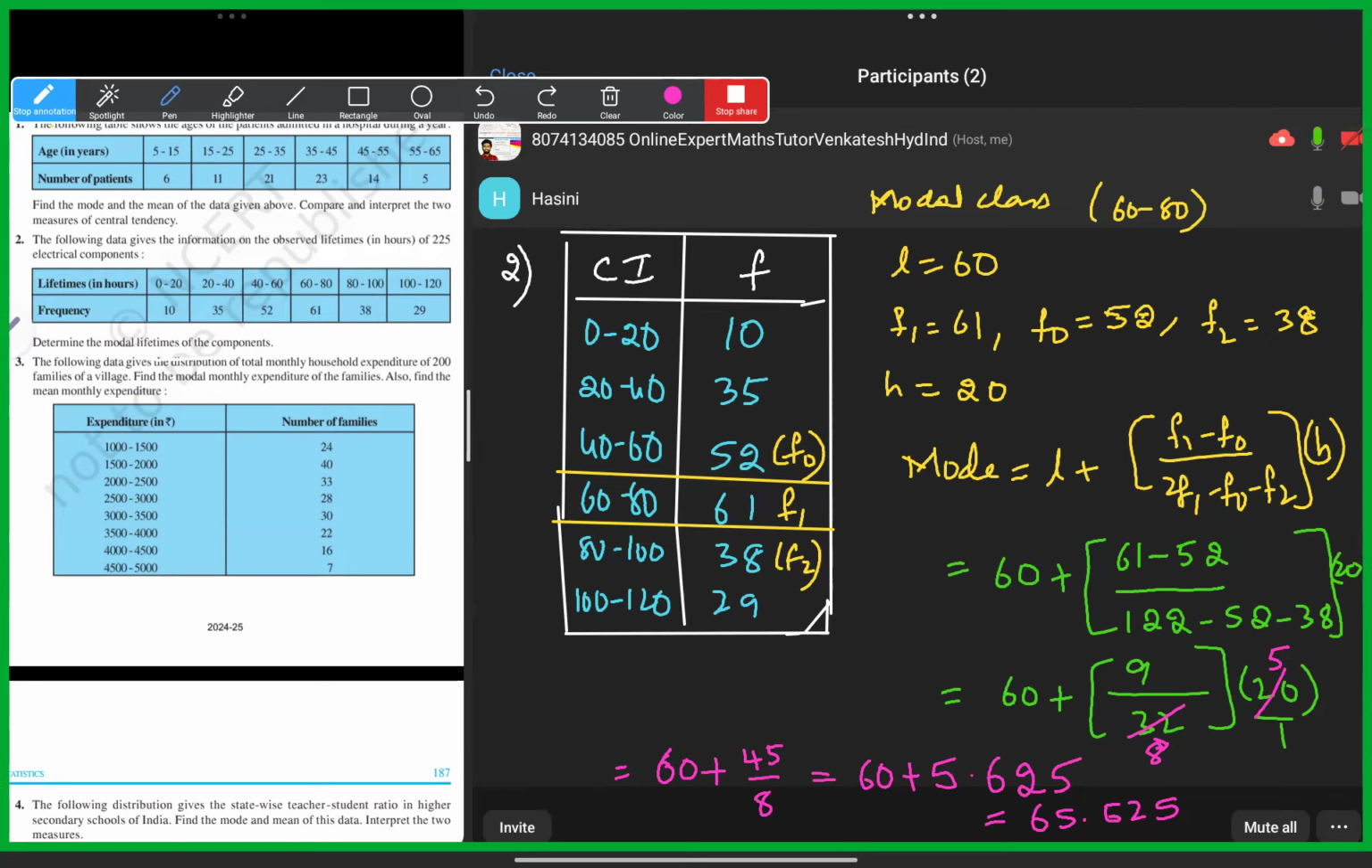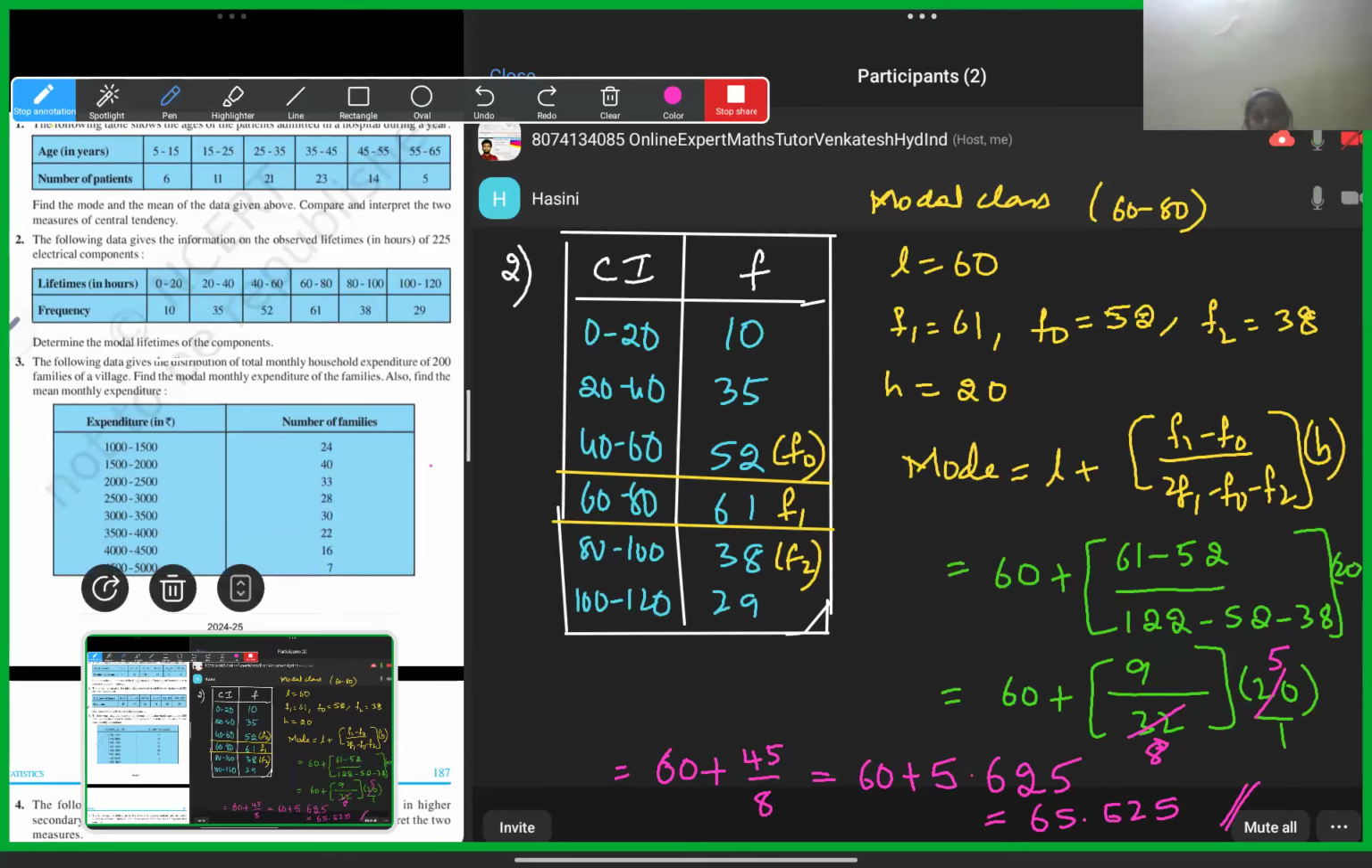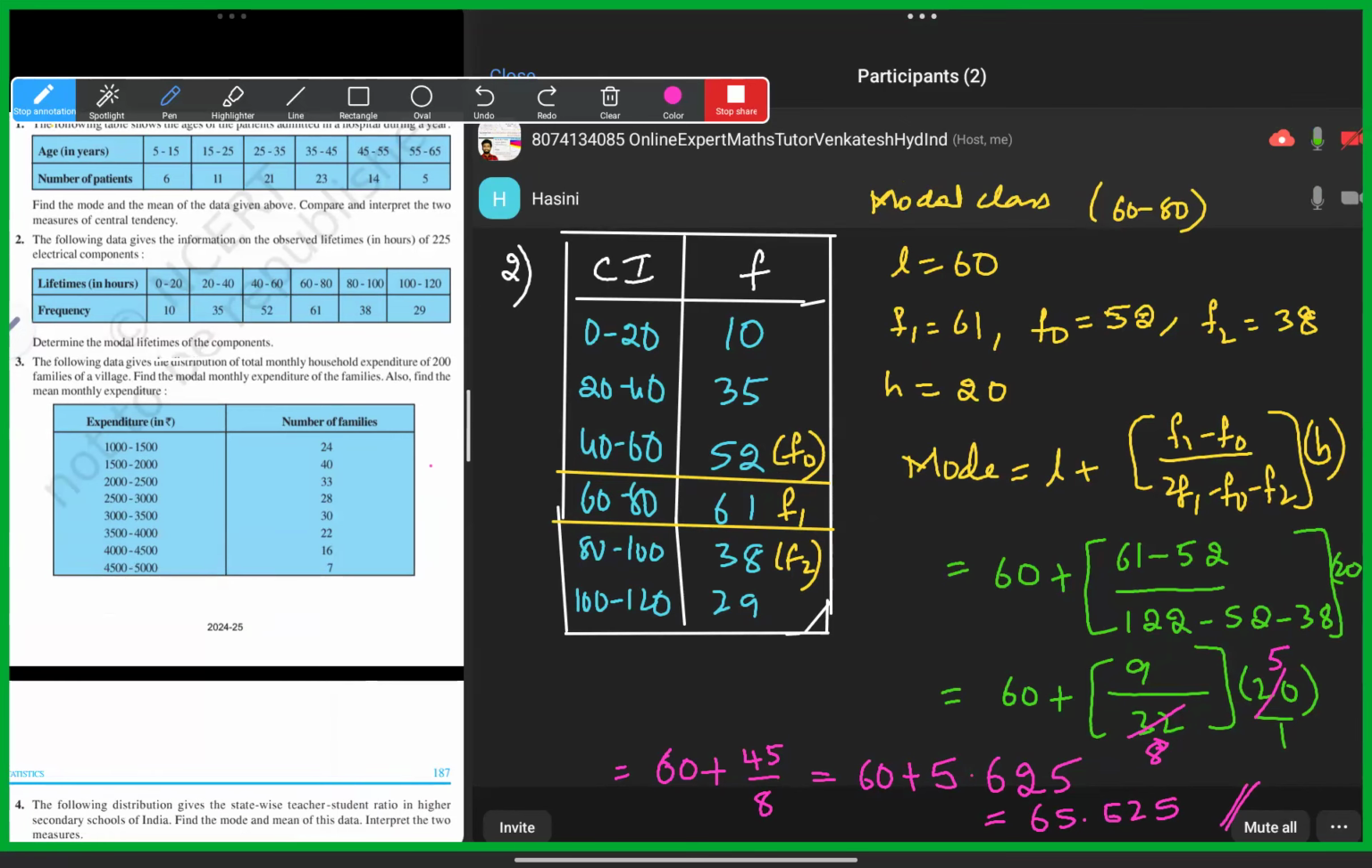So this is the modal lifetime of the electrical components as well. Shall we, once we check the back answer, Hasni, we'll go to the third question.